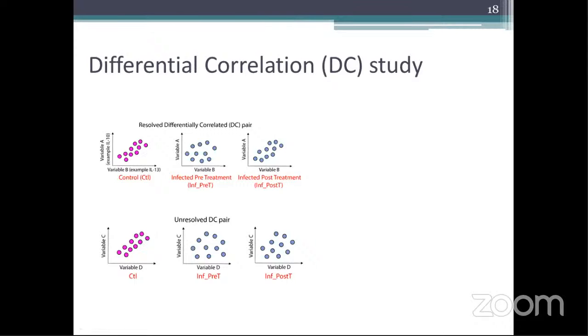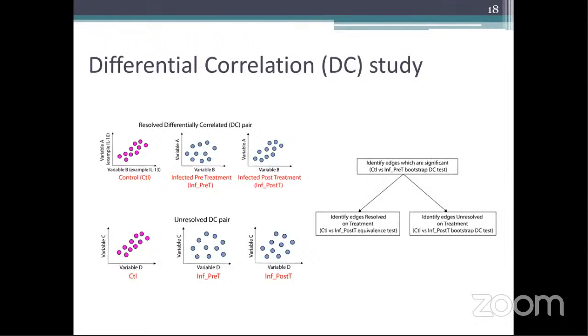What I mean here is that we specifically search for pairs of variables whose correlation has increased or decreased in strength in the infected group compared to the control group. This is what we define as a significant differentially correlated pair. Now we further investigated whether the differential correlation of these variable pairs is resolved or unresolved in the treatment group. This is a workflow where we use different methodologies like bootstrap and equivalence testing to identify the significant, resolved and unresolved DC pairs.